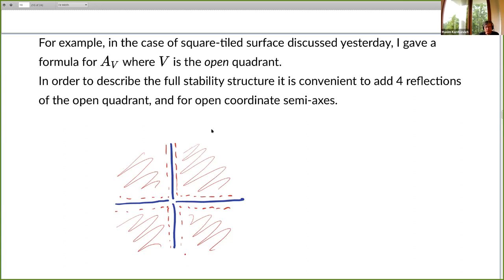But it still does not cover the whole set of directions, because we also need open coordinate semi-axes going in both positive and negative directions. One can also calculate very easily formulas by comparing two bases in a similar way as explained yesterday, and get a complete description of this whole stability structure. So it'll be eight sectors. Four of them are degenerate and four are open. Okay.